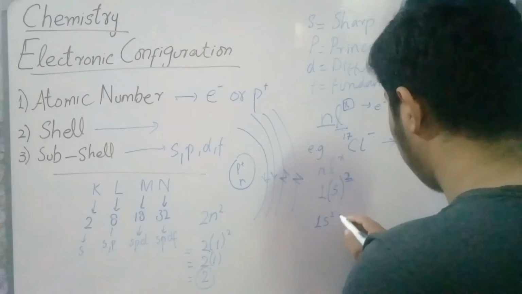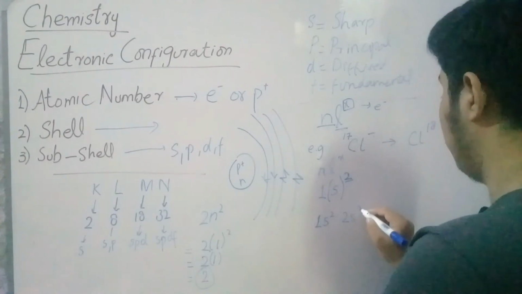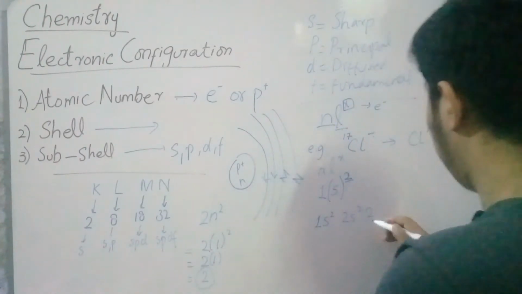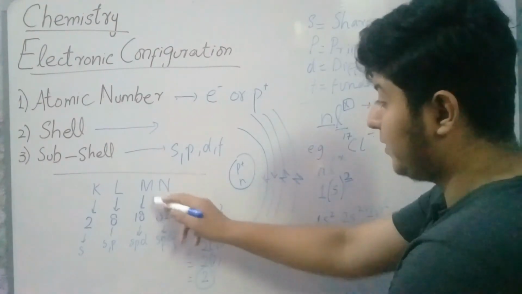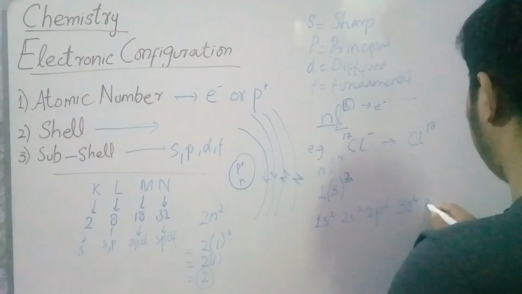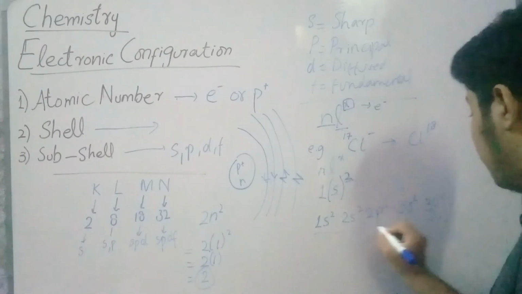Then we have shell number 2. Then we have 2s2. It contains 2 subshells, then 2p6. Then the third shell will be equal to 3s2 and 3p6. This is the electronic configuration of chlorine.